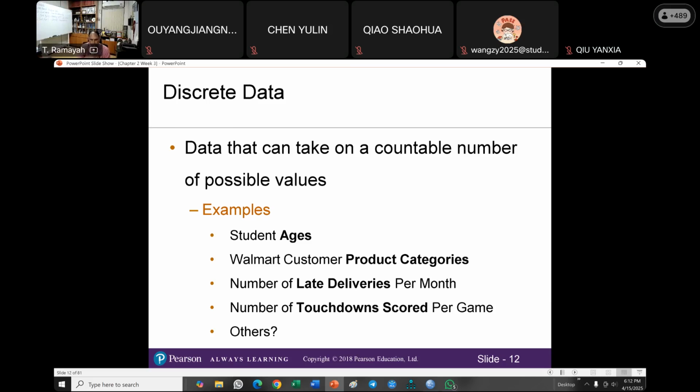We can also count the number of late deliveries per month, 1, 2, 3, 4. Number of touchdowns scored per game, and many other variables which are countable. How many female customers we have in a month, how many male customers we have in a month. That kind of categories we can use to get a better picture of our client base.